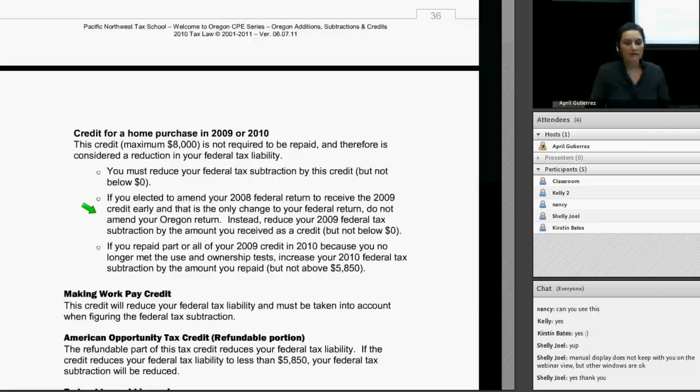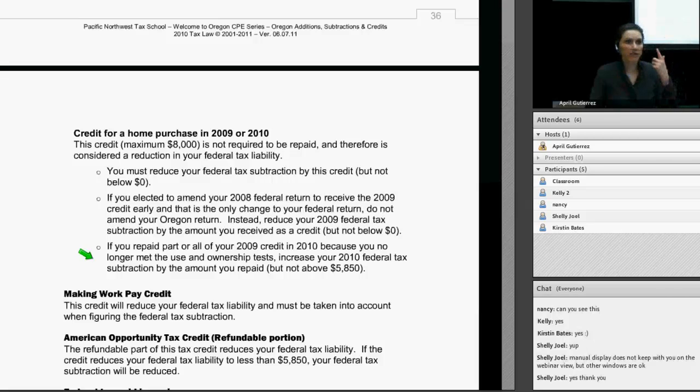So if you elect to amend your 2008 federal return to receive the 2009 credit early, and that is the only change to your federal return, do not amend your Oregon return. Instead, reduce your 2009 federal tax subtraction by the amount you received as a credit, but not below 0. If you repaid part or all of your 2009 credit in 2010, because you no longer met the use and ownership tests, you can increase your 2010 federal tax subtraction by the amount you repaid, but not above $5,850.